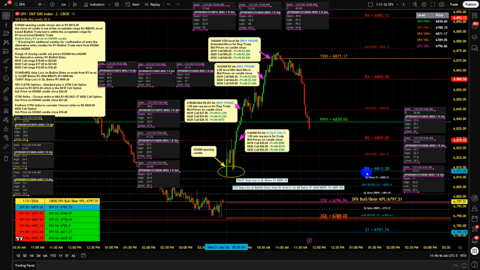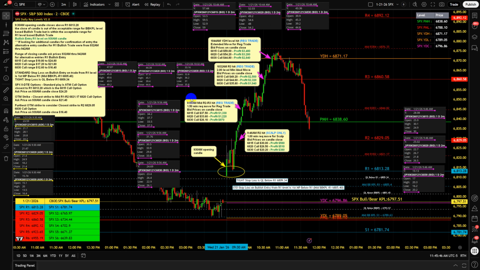And the furthest out of the money would be the R1, one level above, 68.1328, and so that would be the 68.15 call. And if you were doing a bearish trade from this level, then you would look down. This would be the 68.00 put for the at the money on a bearish play from the bull bear KPL. This would be the 67.90 put on a bearish play. That would be your second option. And the third and final one would be look one level down, and it would be the 67.80 put on a bearish play from the bull bear KPL.